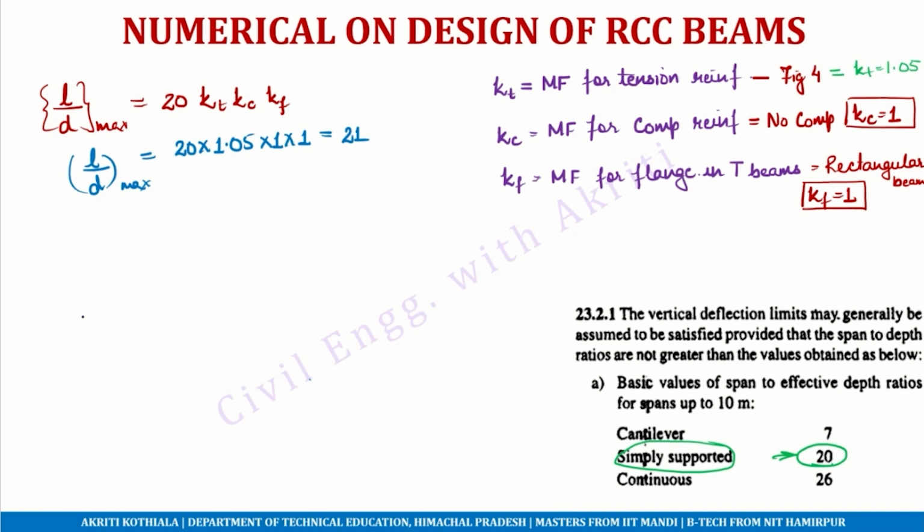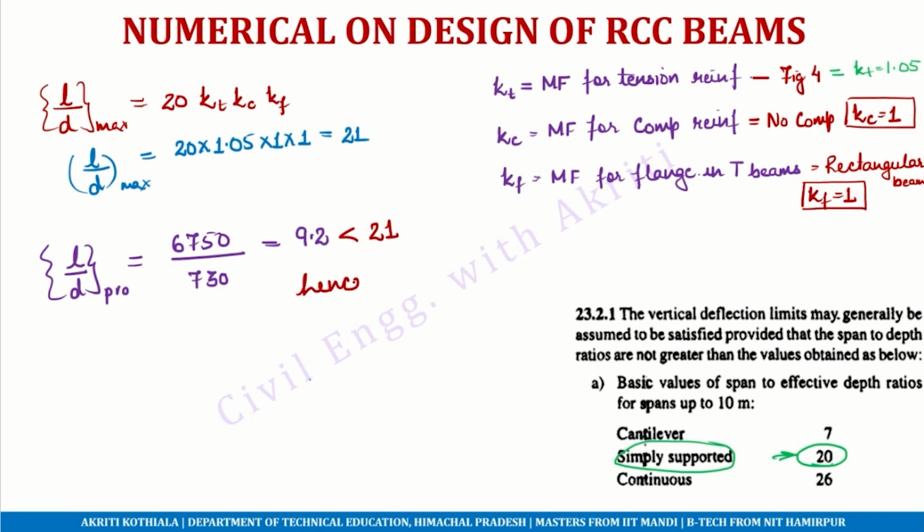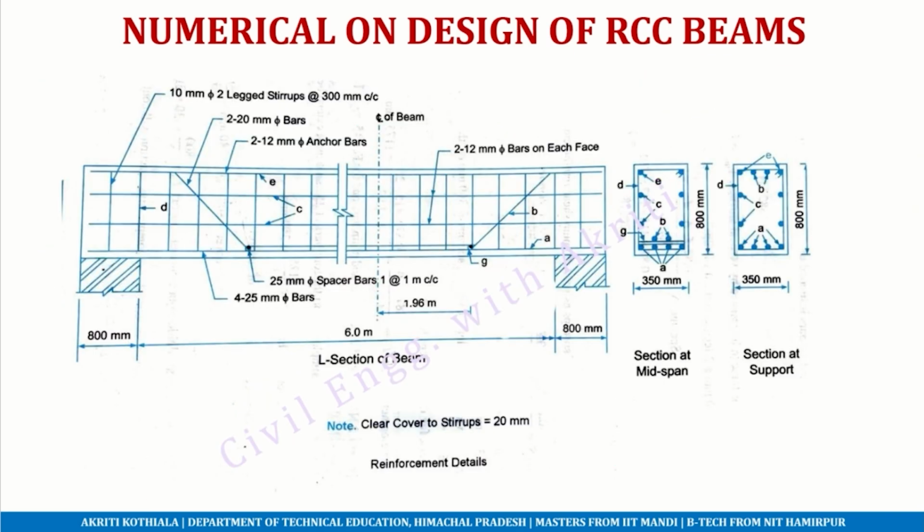Now what we have to calculate is L by D provided. What is the value of L by D that we have provided in this beam? L is equal to 6750 millimeters effective length and D is equal to 730. So this ratio computes to be equal to 9.2, which is much less than the maximum value of 21 which is permitted, and hence it is okay. So our beam has passed in the check for deflection as well.